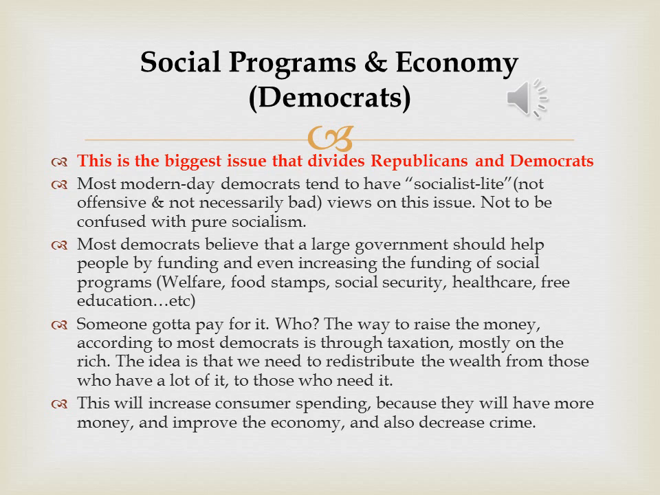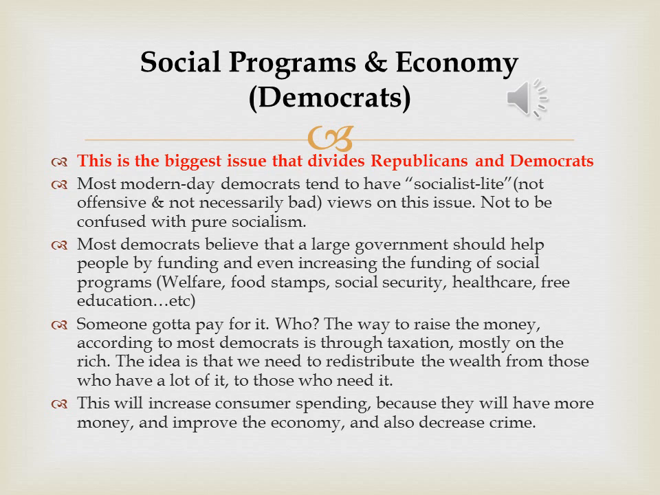So most Democrats believe that a large government should help people by funding, and even increasing funding of, social programs. Some examples would be welfare, food stamps, social security, healthcare, free education, etc. So the idea is big government should be able to help people. It has the money, it has the ability to do it, so let's help people. Let's help a lot of people who cannot do it without the government.